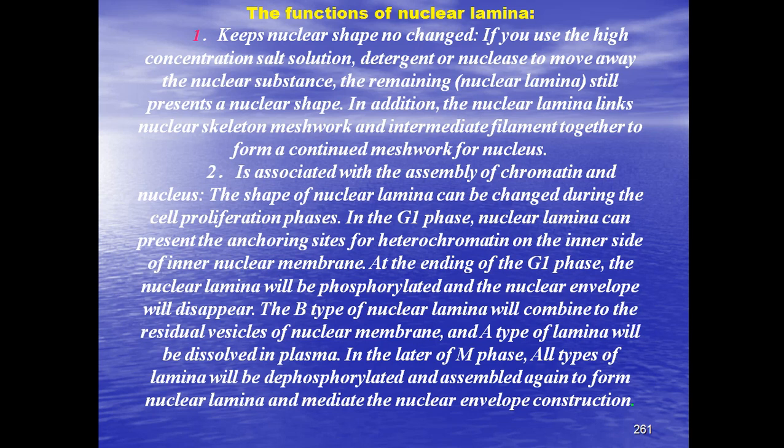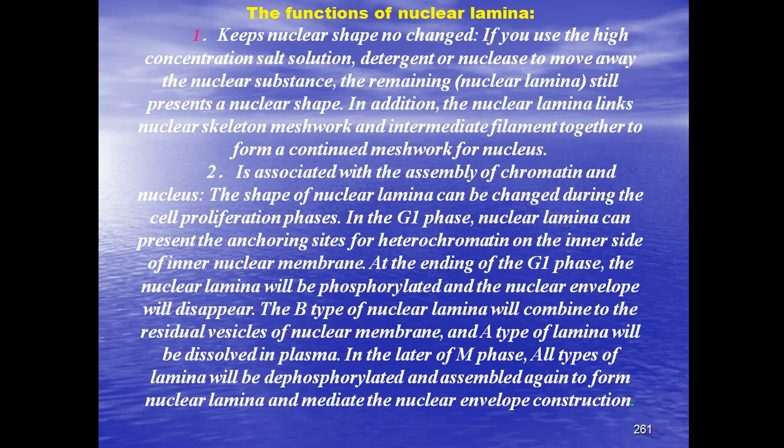It is associated with the assembly of chromatin in the nucleus. The shape of the nuclear lamina can change only during the cell proliferation phase, that is the G1 phase. If you remember the cell cycle, G1 phase, S phase, G2 phase. So only during G1 phase the shape of the nuclear lamina may change.